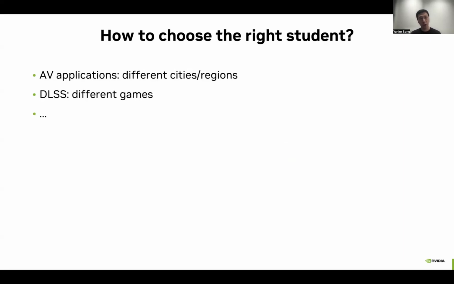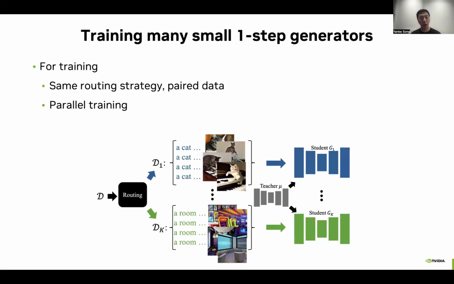So we now have a routing strategy for student at inference. At training, we do something very similar. We now not only route different prompts or class conditions, but also route corresponding training data into different students. And we do different student training in parallel, which means that we will not incur longer training time.